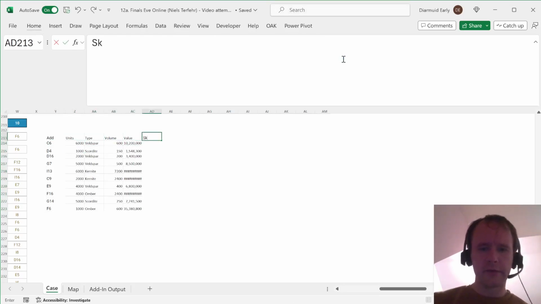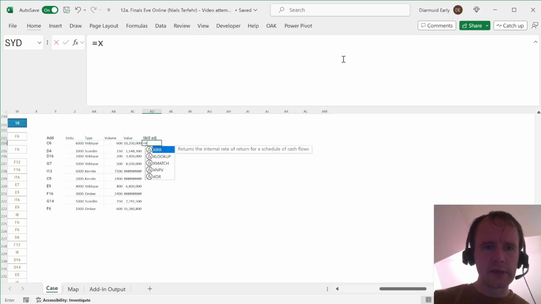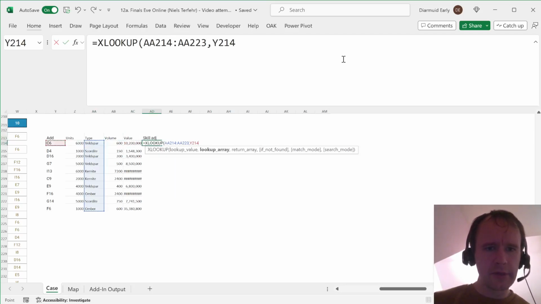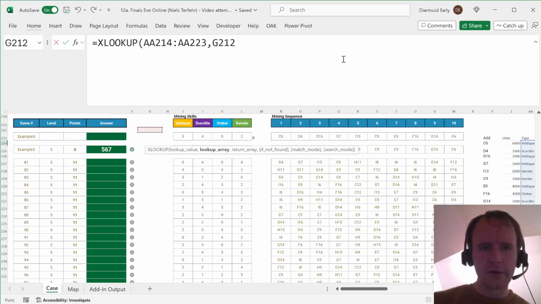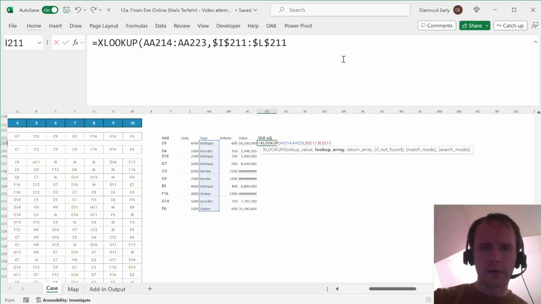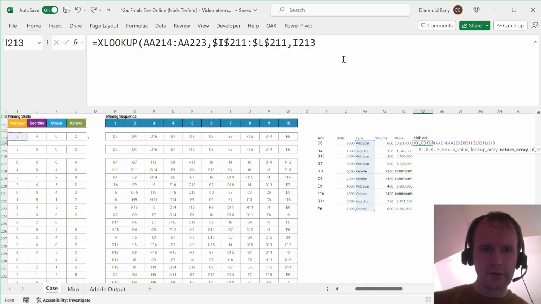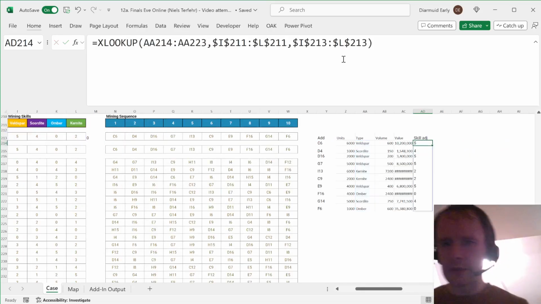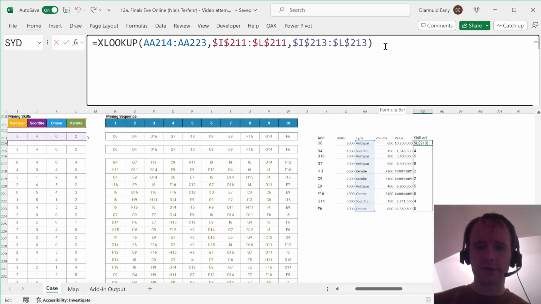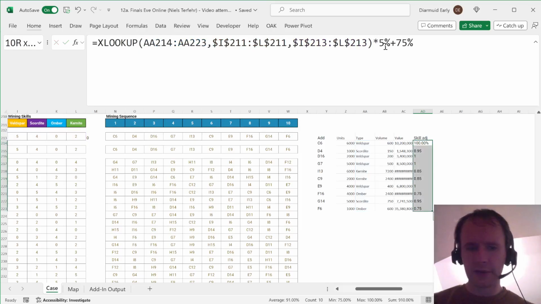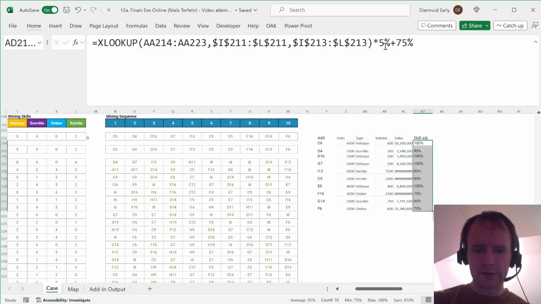That's fine. So then we want the skill adjustment. That's going to be xlookup the type in here. Lock, returning from here. Lock. So that's the skill level, and then to turn that into a skill adjustment, that times 5 percentage points plus 75 percentage points. So that's that.